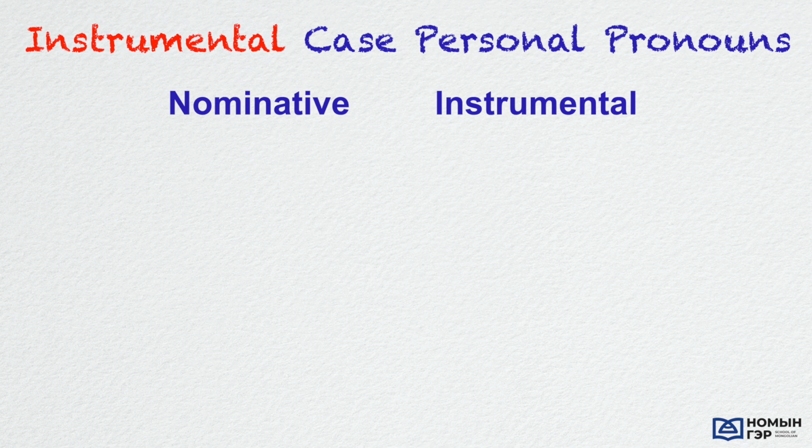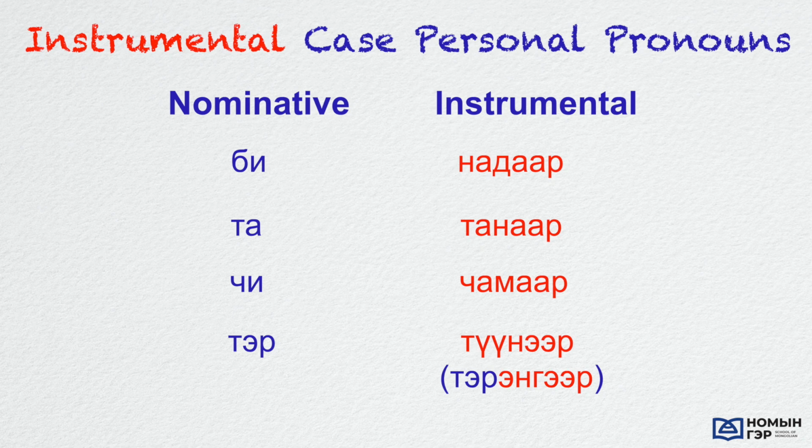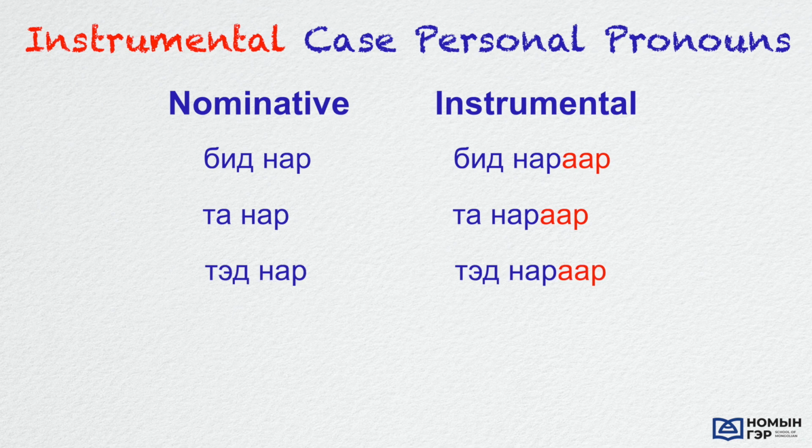Here are the personal pronouns in the instrumental case. Би надаар, та танаар, чи чамаар, тэр түүнээр, or тэрнээр. Бид нар биднараар, та нар та нараар, тэд нар тэднараар.